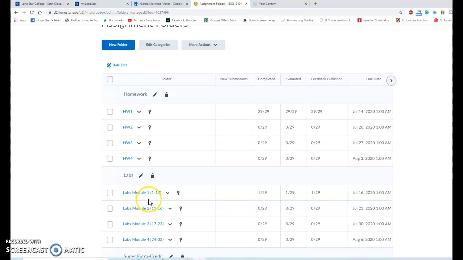You have to gather all the images, all the files, in only one PDF file and drop your file right here. I hope this can be helpful for you.